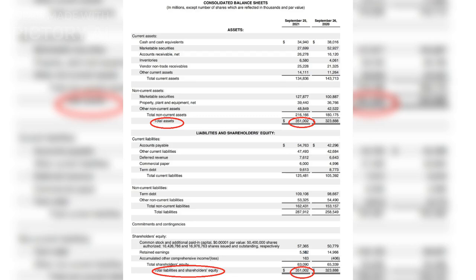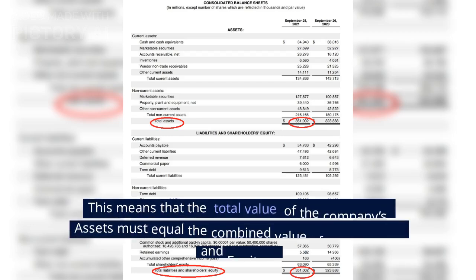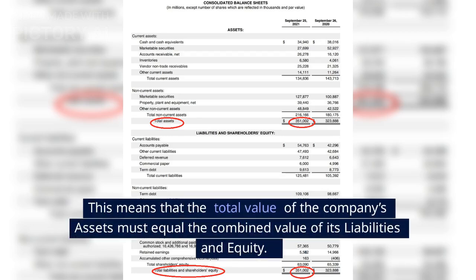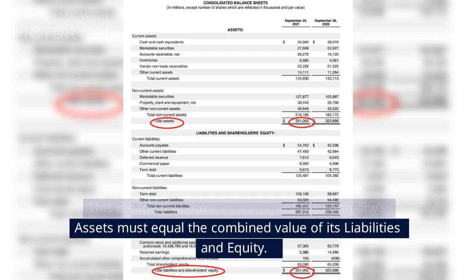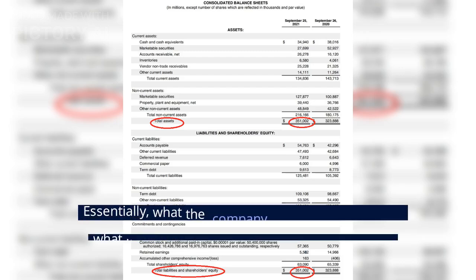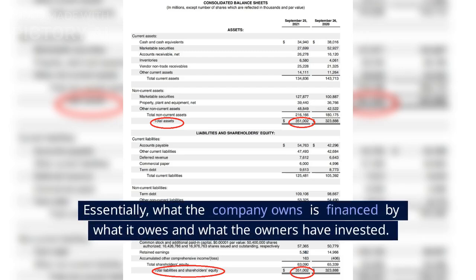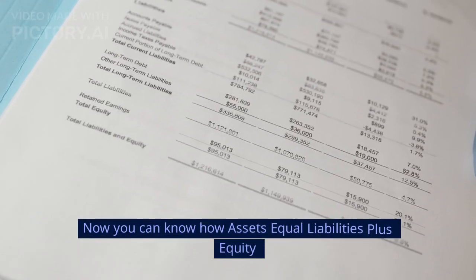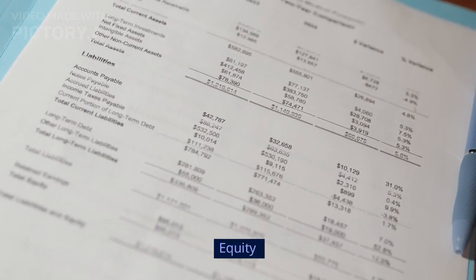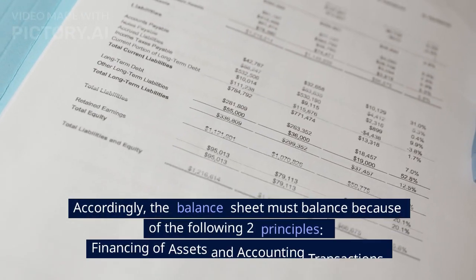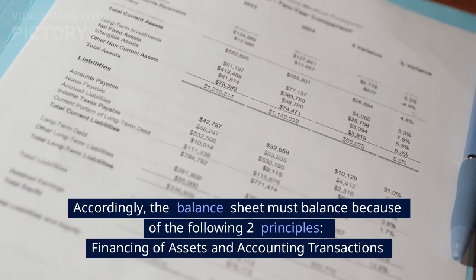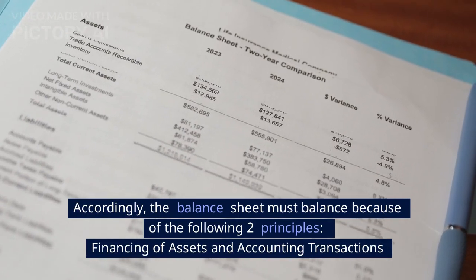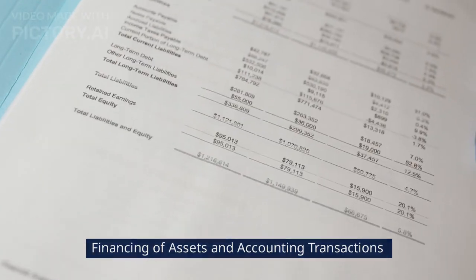Now you can see that the balance sheet equation ensures that everything balances out. This means that the total value of the company's assets must equal the combined value of its liabilities and equity. Essentially, what the company owns is financed by what it owes and what the owners have invested. Now you know how assets equal liabilities plus equity. Accordingly, the balance sheet must balance because of the following two principles: financing of assets and accounting transactions.